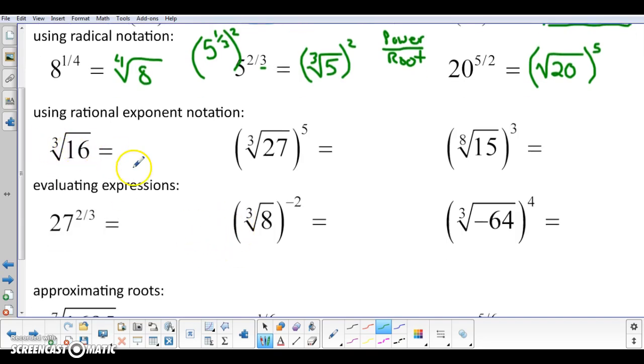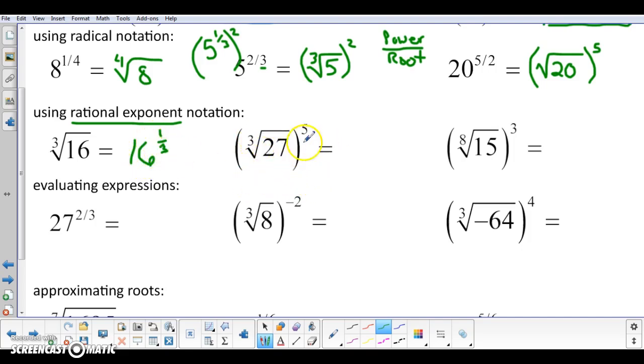So I have the cube root of 16, and I want to rewrite that with a rational exponent. That would be 16 raised to the 1/3 power. You've got to be careful when you write these that you don't have 1/3 next to the 16, because then it might look like 16 and 1/3. Really, it's 16 raised to the 1/3 power.